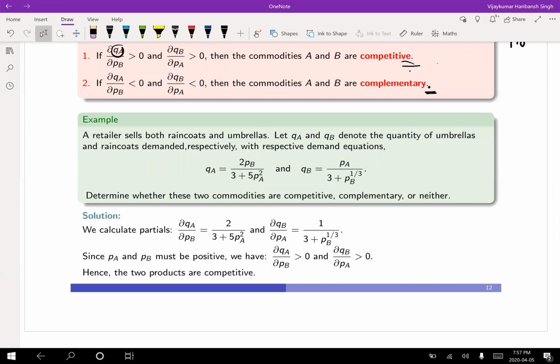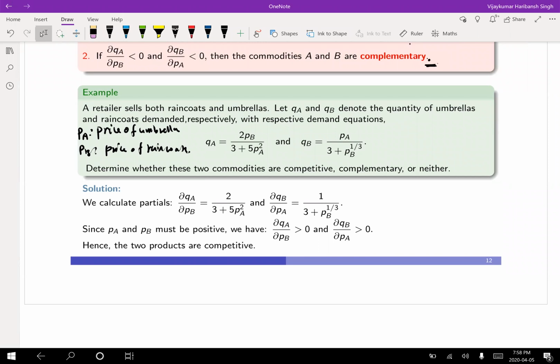A retailer sells both raincoats and umbrellas. QA and QB are the quantities of umbrellas and raincoats demanded respectively, and they depend on the prices: PA is the price of umbrellas, and PB is the price of raincoats. Now we want to determine whether these commodities are competitive, complementary, or neither. So in that case, we have to compute.